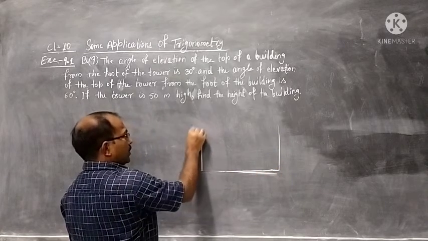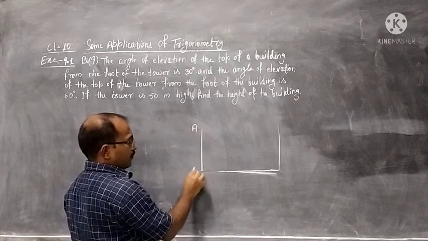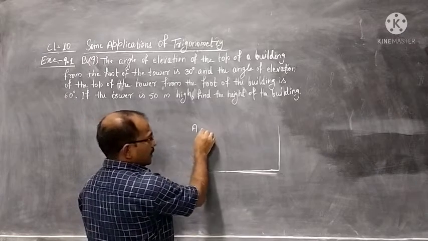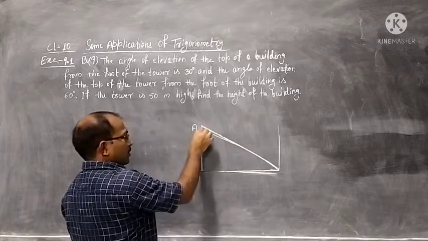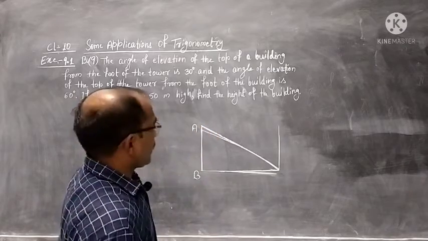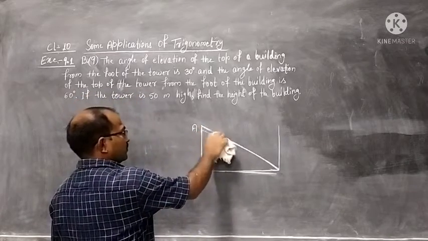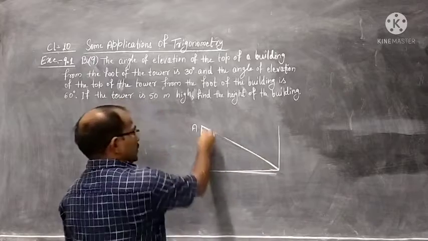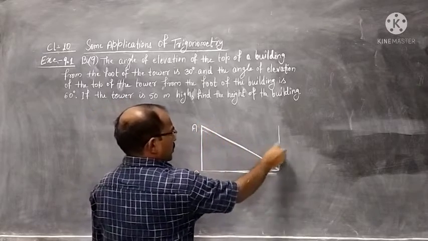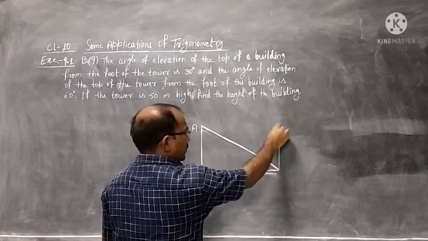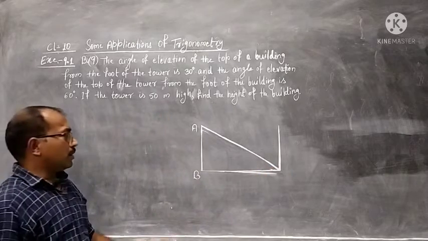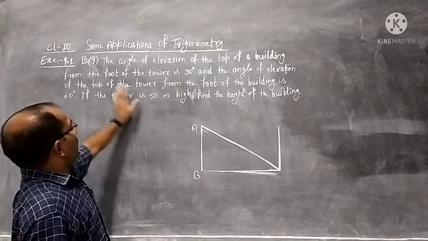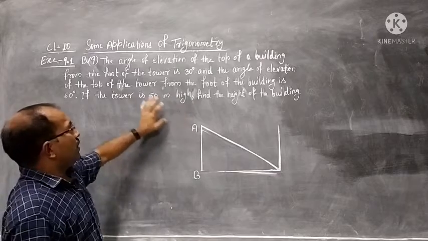So, we look at the building AB, suppose this is the building. We are looking at this building from here, this angle is 30 degree. CD is the tower. We are not giving names here because there is one doubt. What is that doubt in our mind? The tower is 50 meter high.